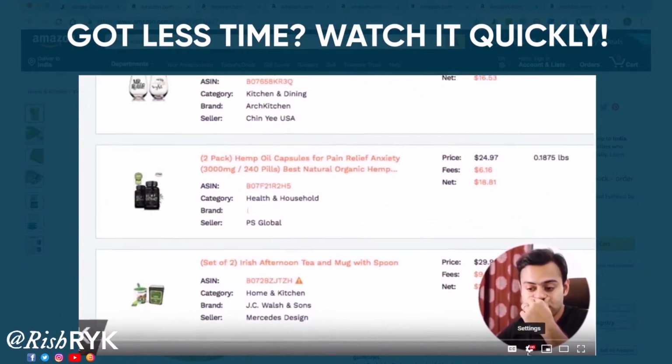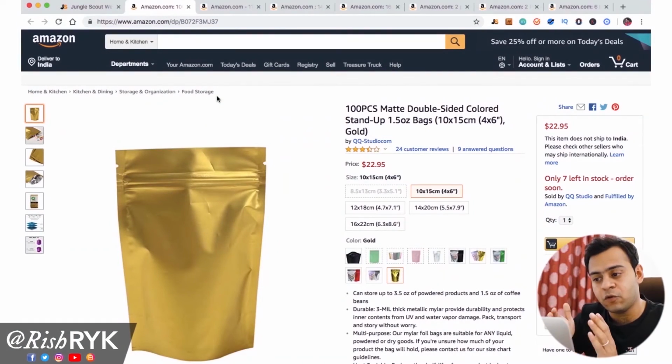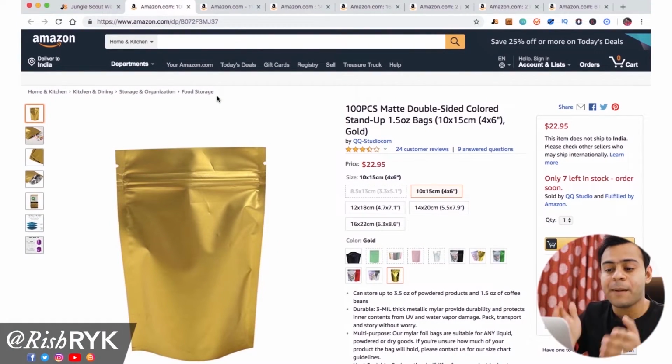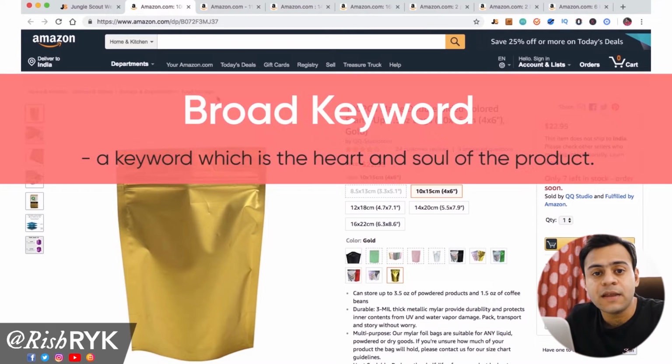So what we are going to do now is identify the broadest keyword for each of these products separately. So I'm going to go through all of these 7 products one by one. We're not going to look at them at once. We are going to identify the broadest keyword. Now let me explain what a broad keyword is. A broad keyword is basically a keyword which is the heart and soul of the product.